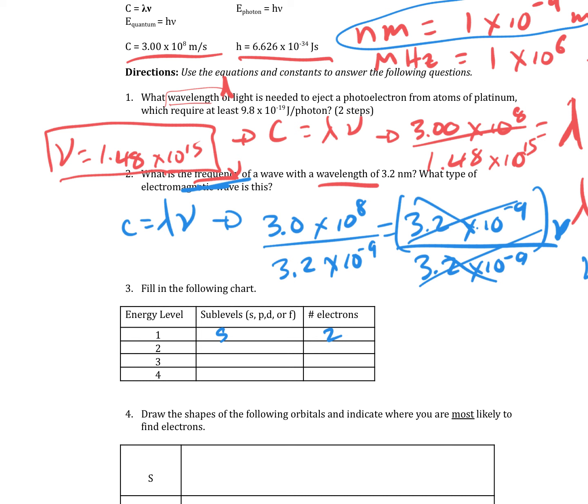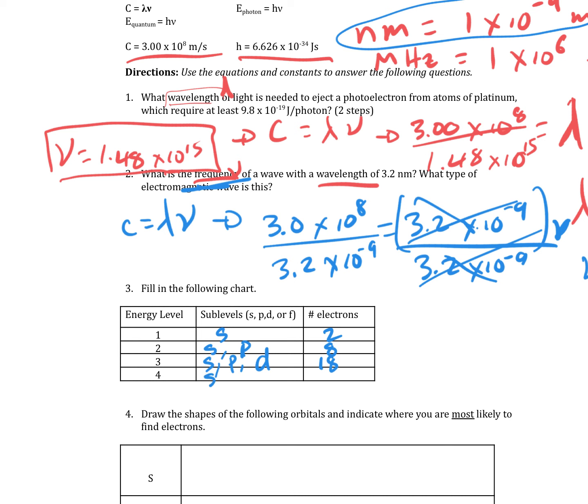Energy level 2 has S and P because 2 can have 2 subshells. S has 1 orbital, P has 3, making 4. 4 times 2 is 8. Level 3 has S, P, and D. S is 1, P is 3, D is 5, making a total of 9. 9 times 2 is 18.